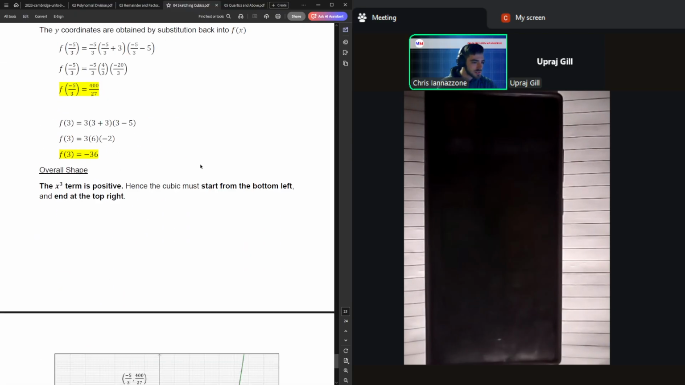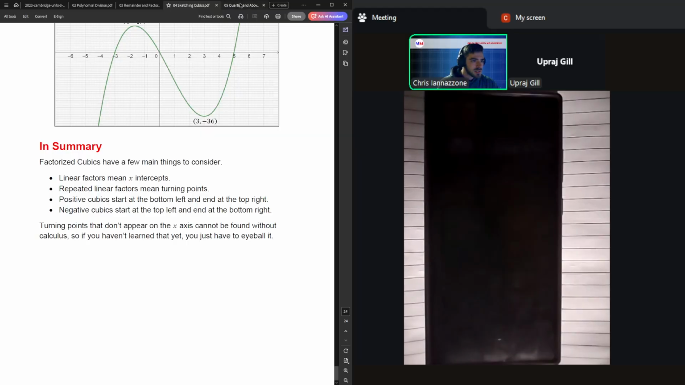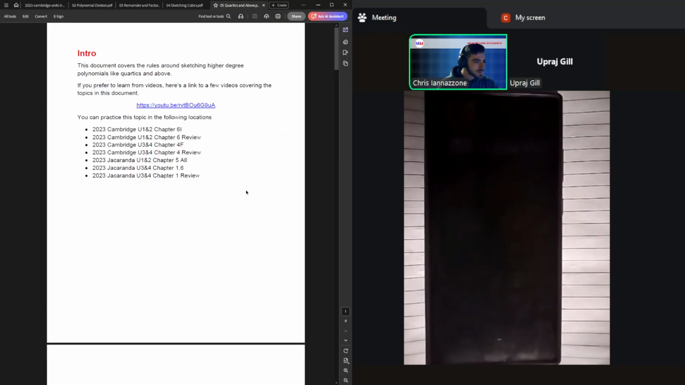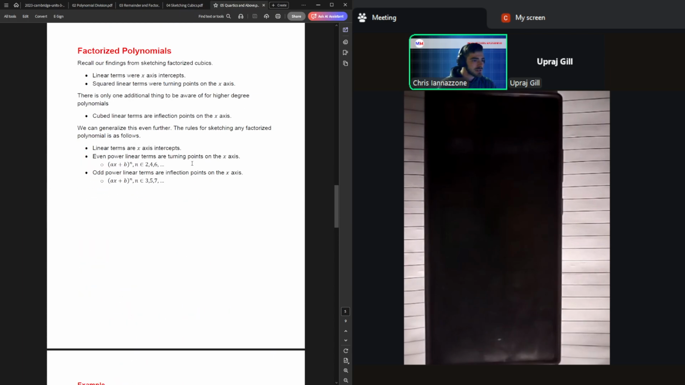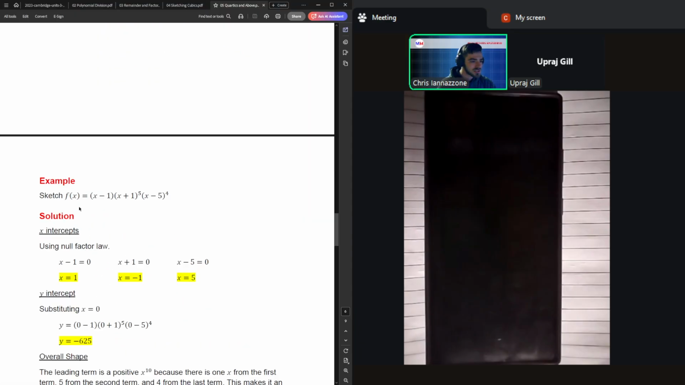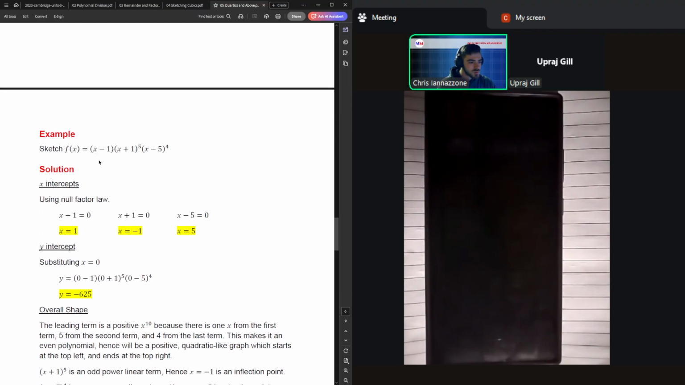We already briefly had a look at this. That's sketching. Cool. Just to go slightly deeper into that, if you have anything more absurd, like this is, what's this, 4, 5, this is a power of 9 polynomial, the real rule for repeated linear is as follows. Linear is still x-intercepts.